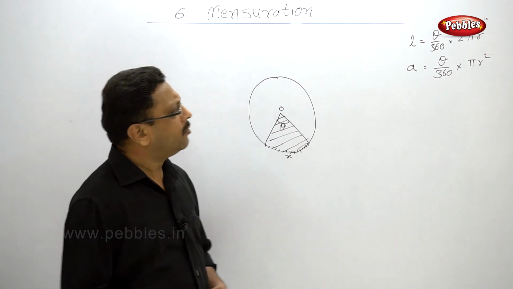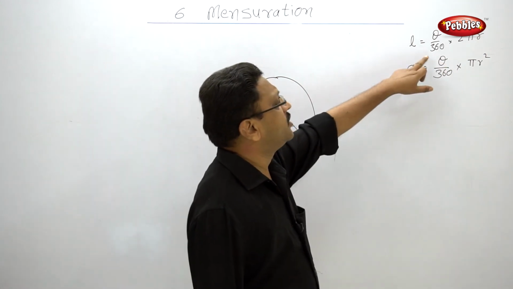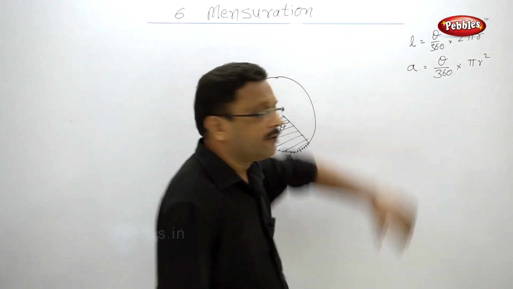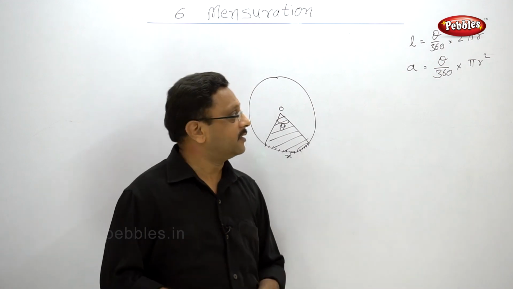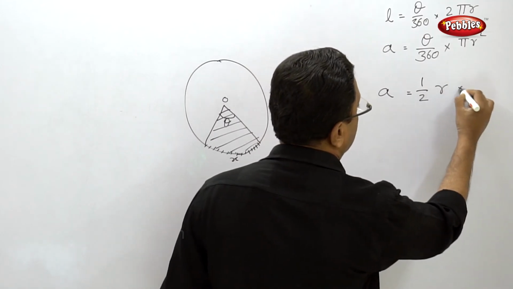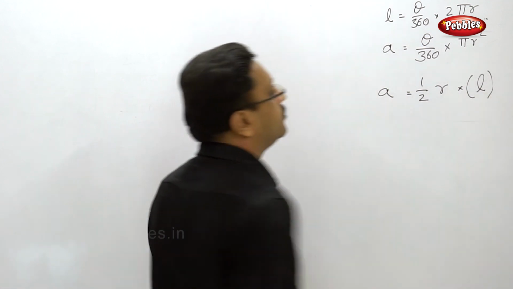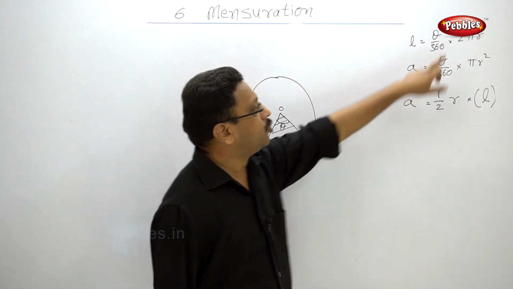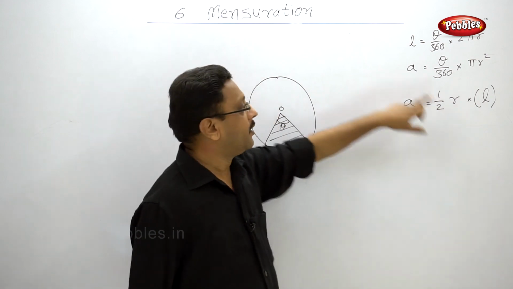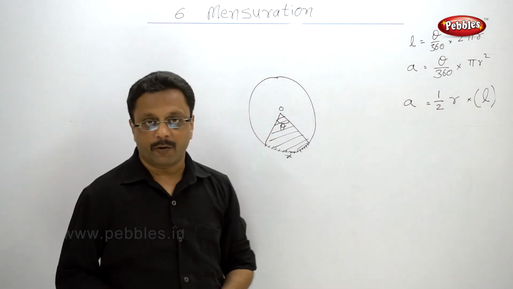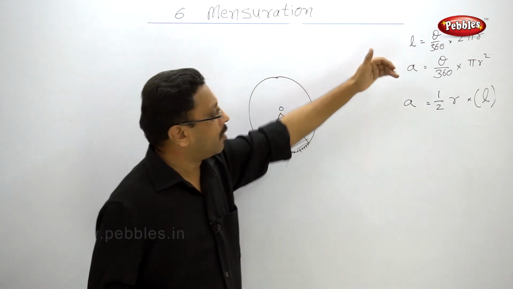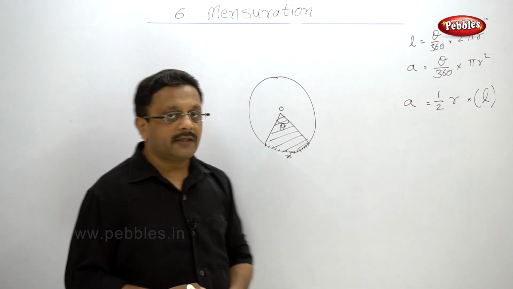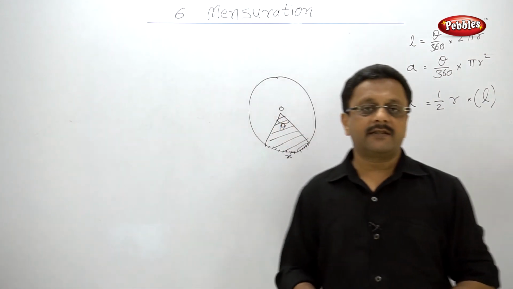Right? Now theta by 360 is already there. Can I write some relation between this length of arc and area of sector? Definitely yes. Half r into L. Whenever you substitute L here, theta by 360 into 2 pi r, this 2 will go away and r will be squared, and ultimately you will get the same formula. So we have derived these 3 equations, correct? Now let us see a few examples based on that. Let us see exercise 6.1.